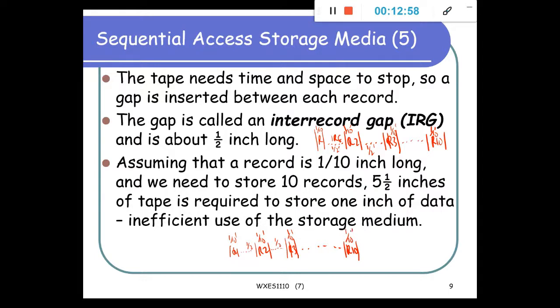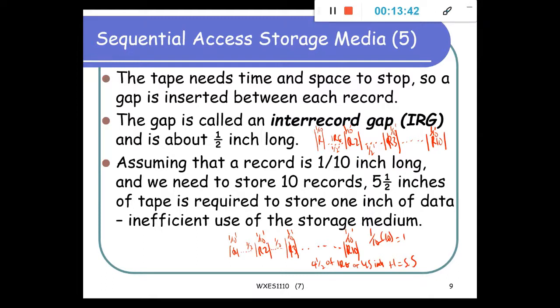R3 is 1/10 inch, up until R10. Just don't mind the scale of my drawing. You have 1 inch of data and 4.5 inches of IRG, meaning 9 gaps of half an inch. 9 times half is 4.5 inches, and then you add 1/10 times 10 records, so you have 1 inch. So 4.5 plus 1 is 5.5.